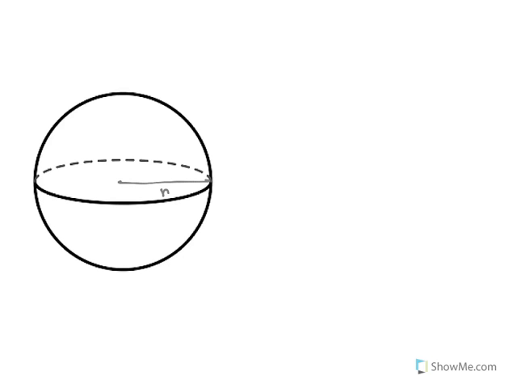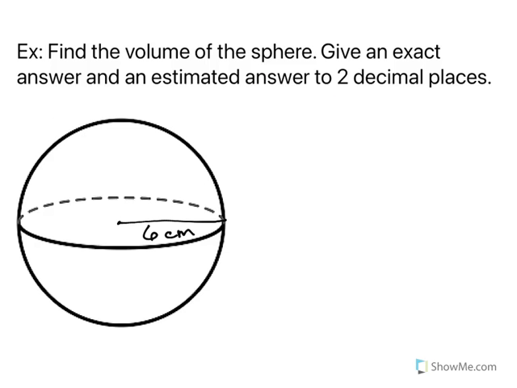So to find the volume of a sphere, we are going to take 4/3 pi r cubed. So 4/3 times pi times the radius cubed. And because we are finding volume, we are in cubic units. Let's do this. Find the volume of the sphere, give an exact answer and an estimated answer to 2 decimal places. So an exact answer means that our final answer will have pi in it.